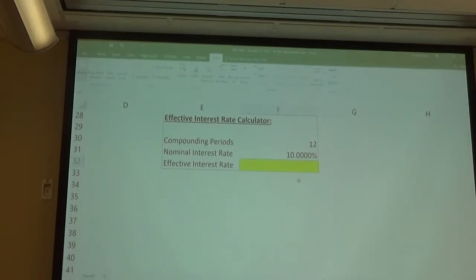10.47, excuse me, 10.471306, okay, as the effective percent, all right?